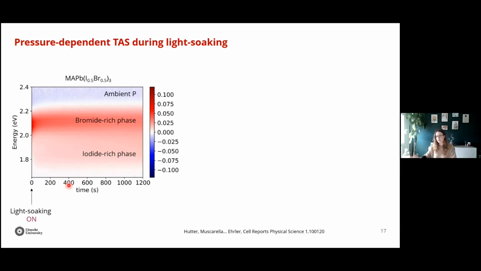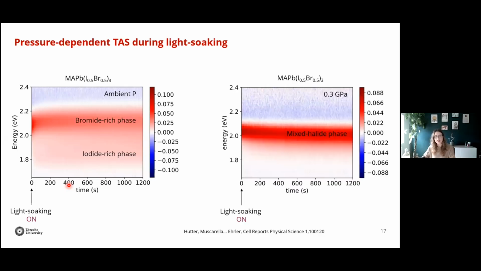Then we moved to another spot, increased the pressure and did the same experiment. And what you see here is that when you go to 0.3 gigapascal, the picture of your system is completely different. You have only one peak, which corresponds to the mixed halide phase, and you have more or less suppressed all the phase segregation. It's not fully suppressed because you still see some broadening of this peak, which indicates that some phase segregation is still happening. But clearly the effect of compression is evident if you compare the two.